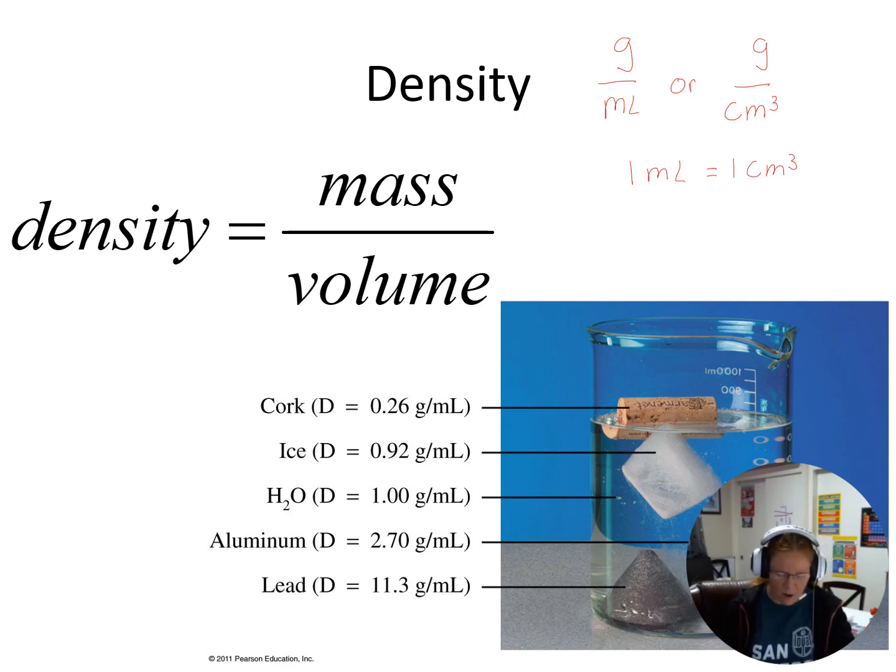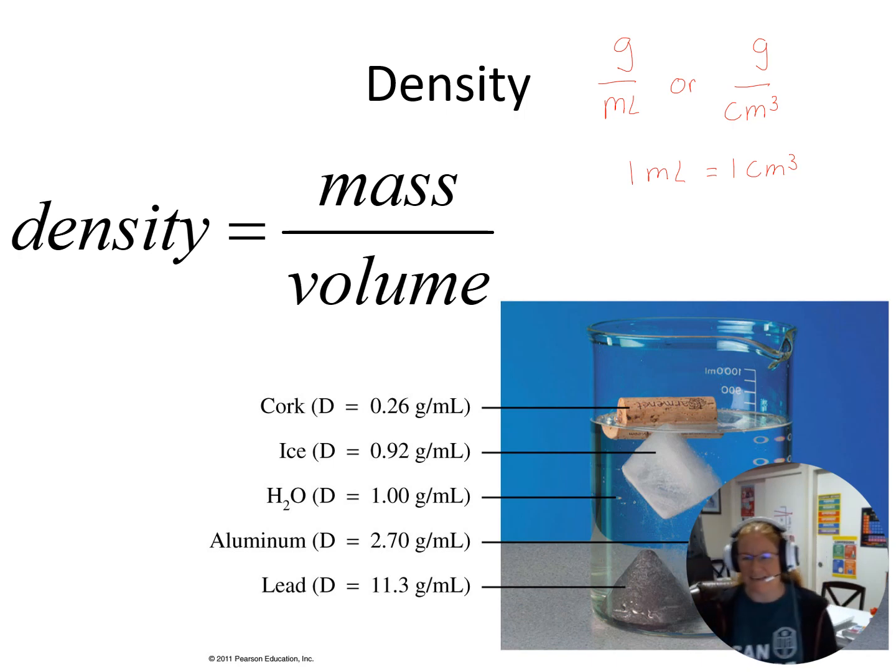I've got some substances here. I've got some water, a cork, some ice, aluminum, and a piece of lead that all have different densities. Water at room temperature has a density of approximately 1 gram per mil. Now, density is temperature dependent. If you look at tabulated data for density, you will see that it has to do with the temperature, but water rounds to 1 gram per mil. Lead has a density of 11.3 grams per mil, much more dense than water, which is why lead sinks in water.